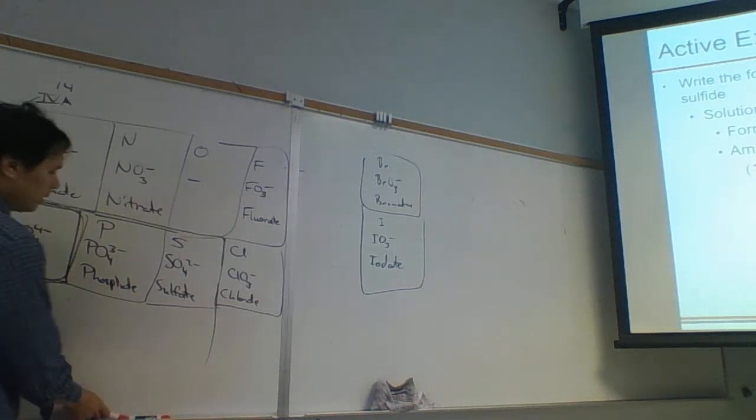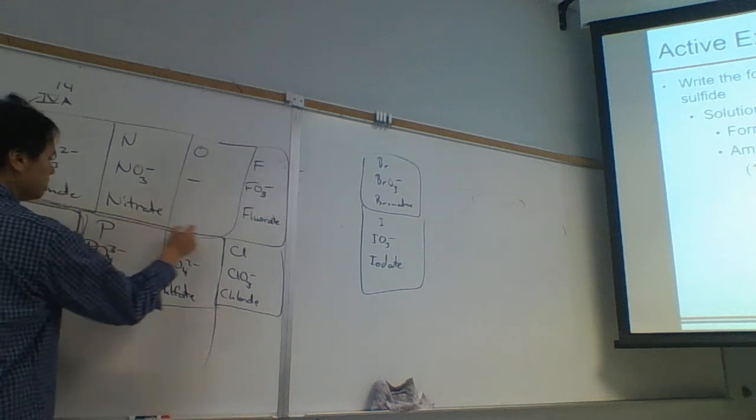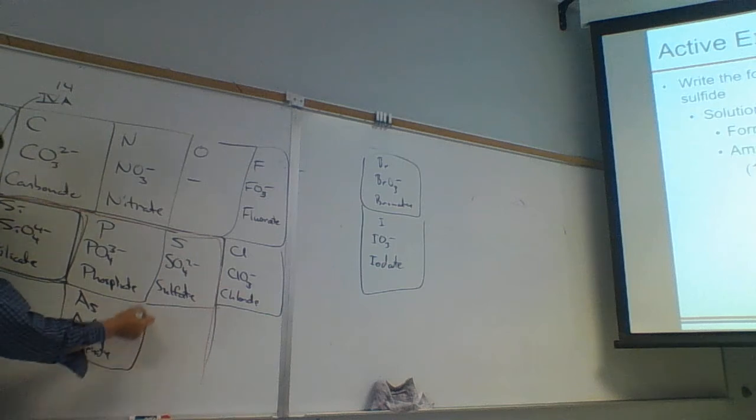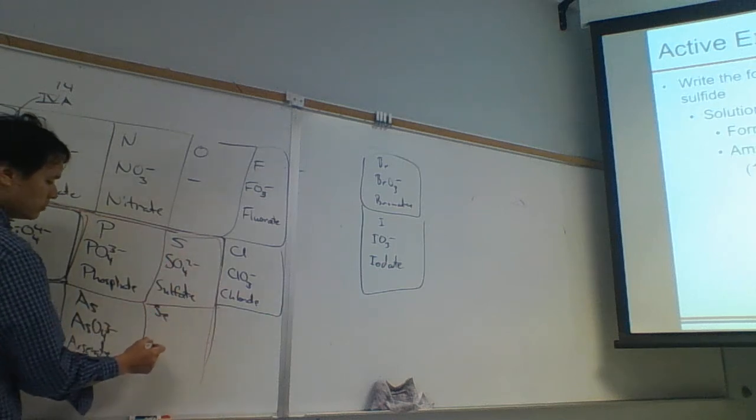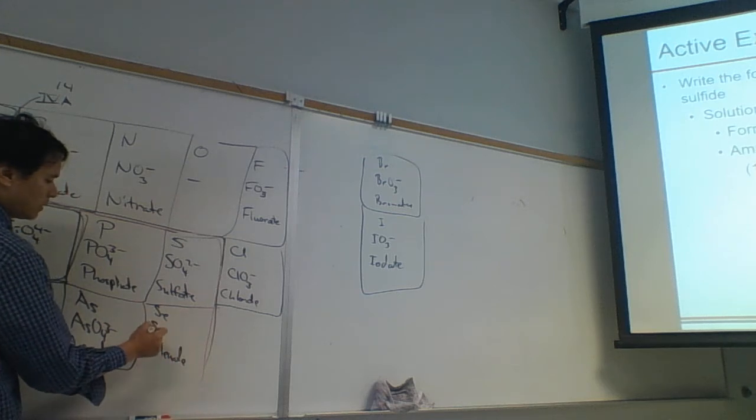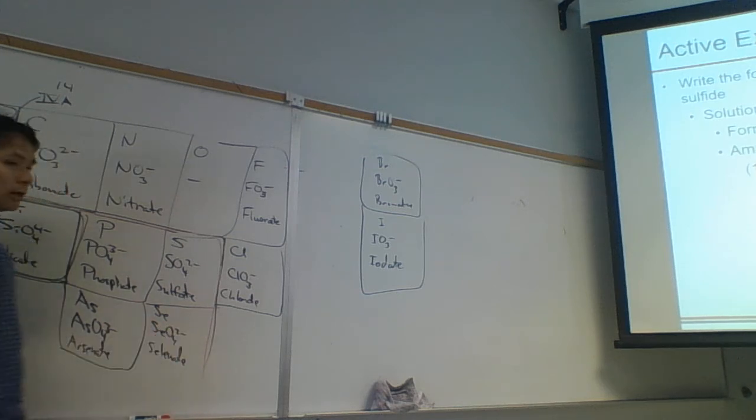And so here, by using this pattern, we can make some predictions. So for example, below phosphorus is the element arsenic. And so what would arsenate be? AsO4 3 minus, and you'd be correct. Below sulfur is selenium. So what would selenate be? SeO4 2 minus, and you're right again.